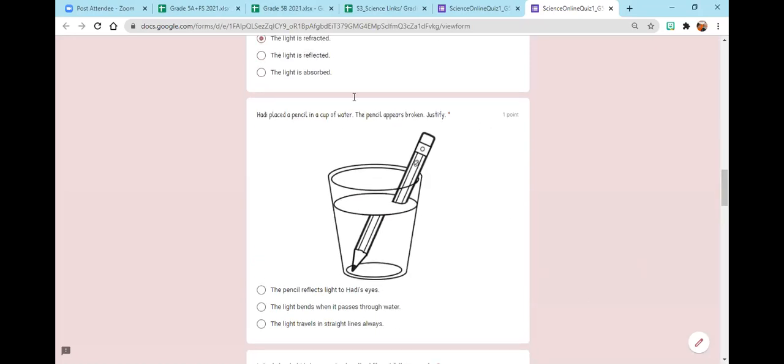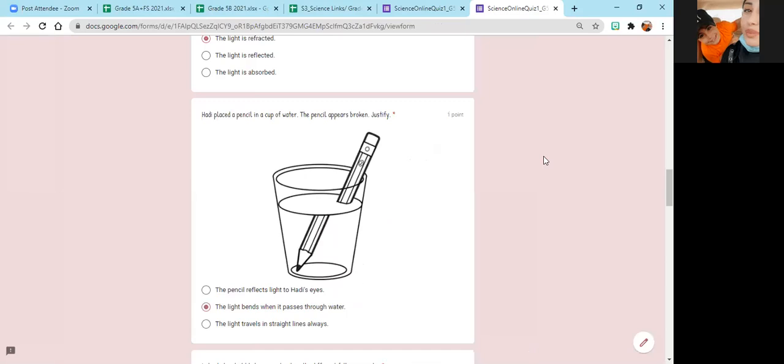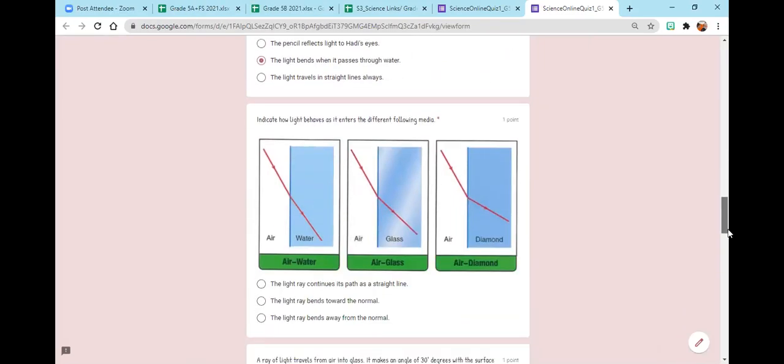Hadi placed a pencil in a cup of water. It appears broken. What happened? The pencil reflects light to Hadi's eyes, or the light bends when it passes through the water, or the light travels in straight lines. The light bends. Number two. This is easy. Light rays bend when they move from water to the air.